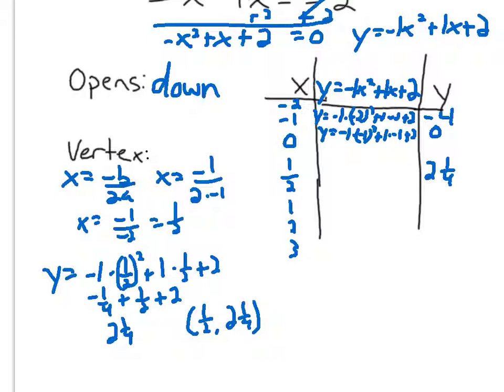And now I need to plug in 0. y equals negative 1 times 0 squared plus 1 times 0 plus 2. Well, 0 squared is 0, times negative 1 is 0, plus 0, plus 2 is 2.